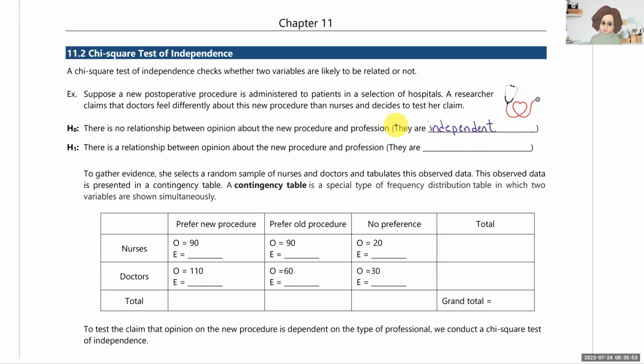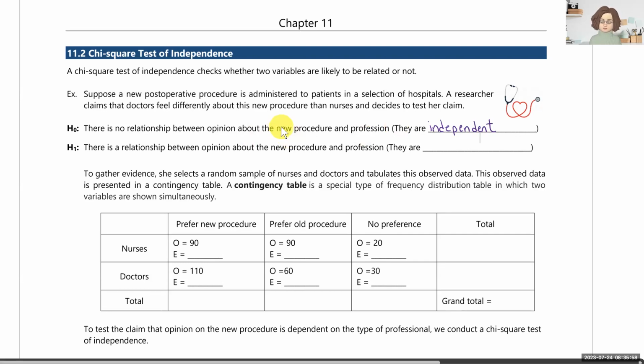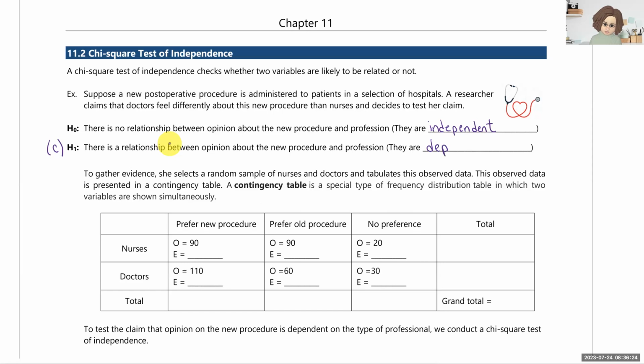The chances that one of the professionals likes the new procedure would not be affected by knowing if you're speaking to a nurse or a doctor, because nurse or doctor is not playing a factor in how they feel about the procedure. So that's what it means for those variables to be independent. The alternative hypothesis, which is our researcher's claim that they're testing, is that there is a relationship between opinion and profession. So in that case, we would say that the variables are dependent.